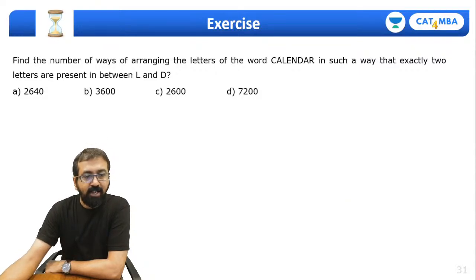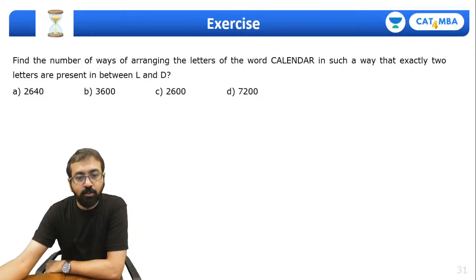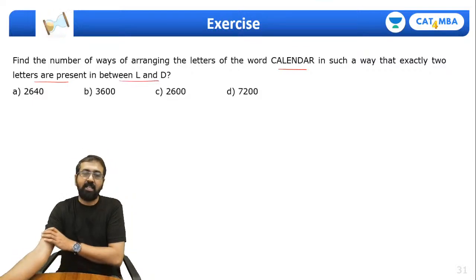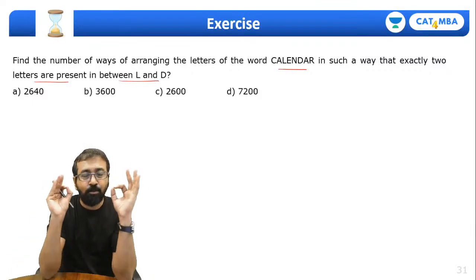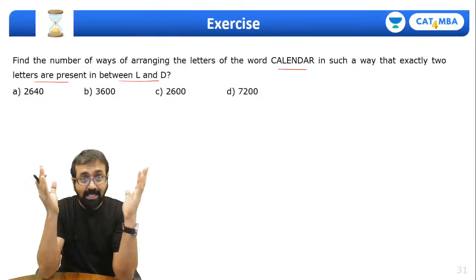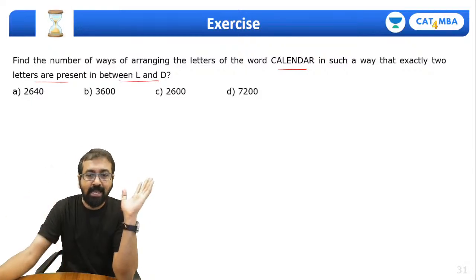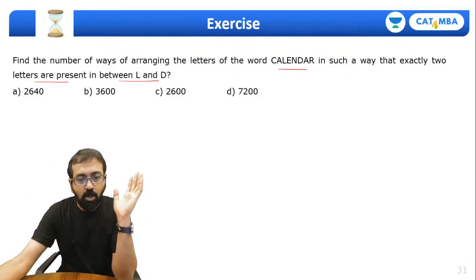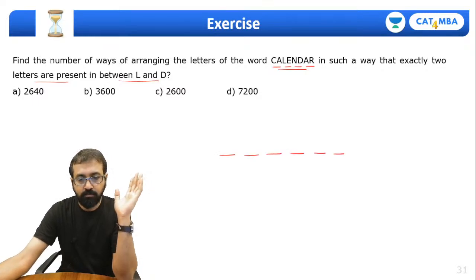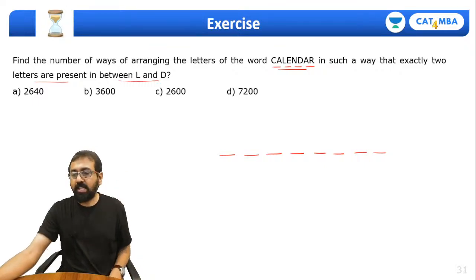Some more questions. Find the number of ways of arranging the letters of the word CALENDAR in such a way that exactly 2 letters are placed in between L and D. Let's start. These are the types of questions that will be given to you in the CAT exam, because they are time consuming. So guys, how many letters are there? 2, 4, 6 and 8. So there are 8 letters, correct? Let me make 8 positions. So I have made those 8 positions.